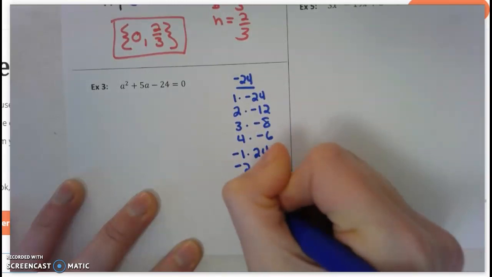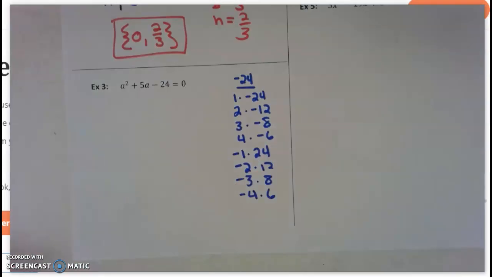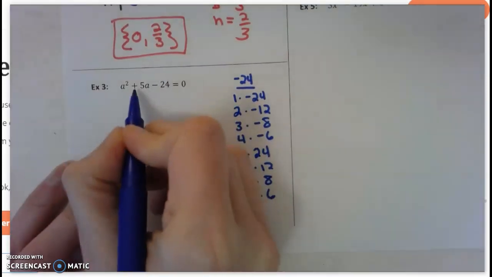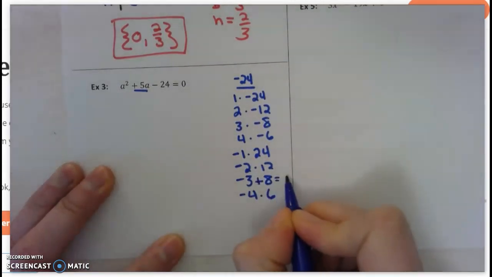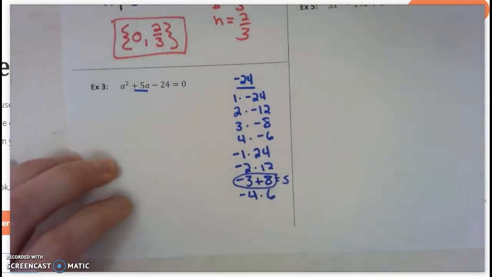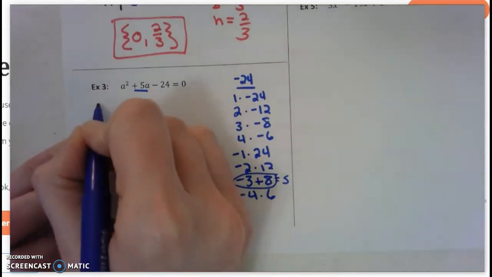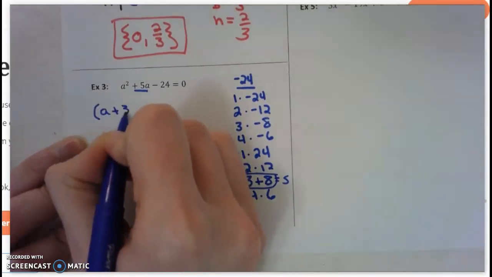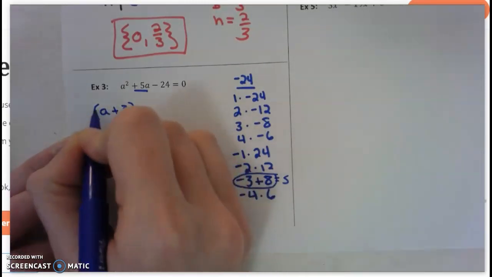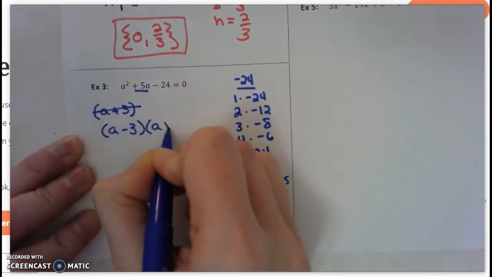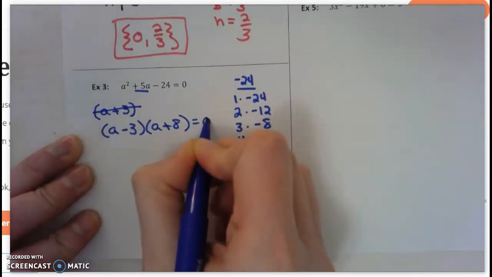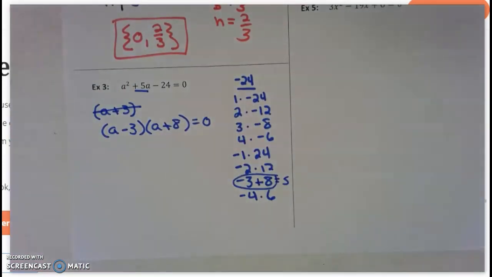Now, I am going to look for the pair of factors, waiting for it to unfreeze. There we go. I am looking for the pair of factors that adds to equal 5. So I would choose -3 plus 8. So when I come over here and do my factors, I've got a minus 3, let me fix that, and a plus 8 equals 0. Okay, so I factored this problem.